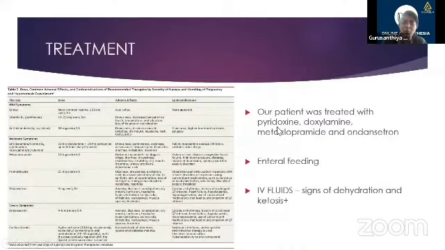Since she had a moderate to severe case of hyperemesis gravidarum, she was treated with pyridoxine, doxylamine, metoclopramide, and ondansetron. We tried her with enteral feeding, which is a class 2B recommendation according to the guidelines, for 2 days, but she did not tolerate it. So we stopped it and started IV fluids since she had signs of dehydration and ketosis. We also tried to start her on hydrocortisone. Later she presented with the COVID features, for which we started her on steroids because she had desaturation.